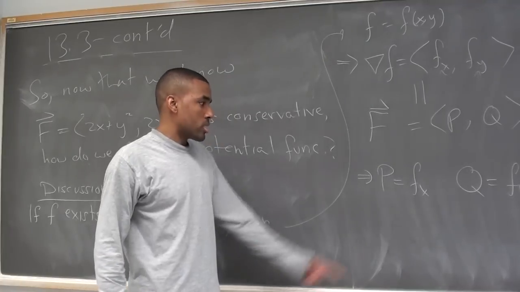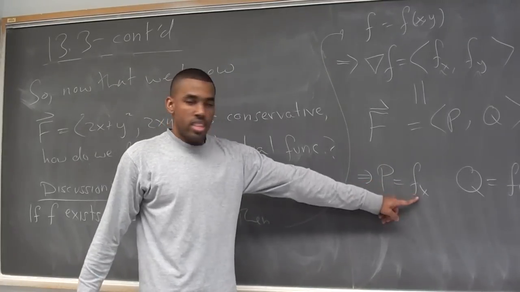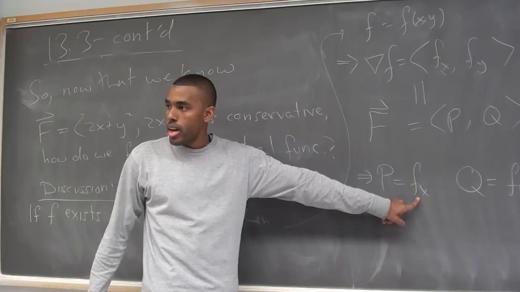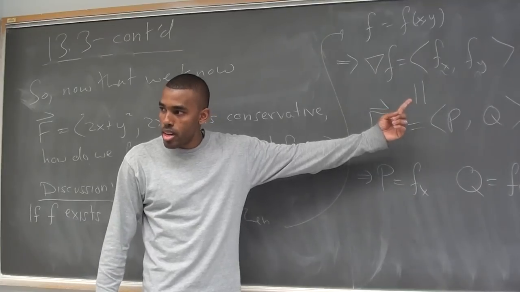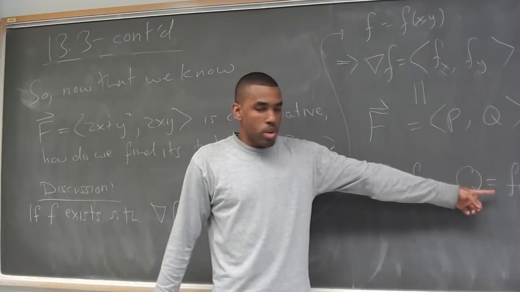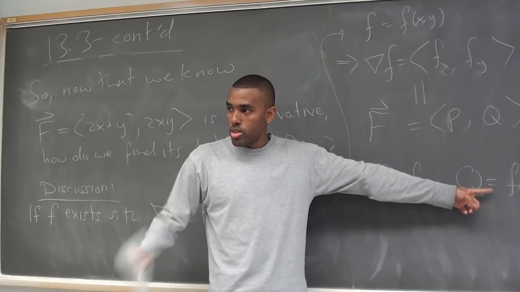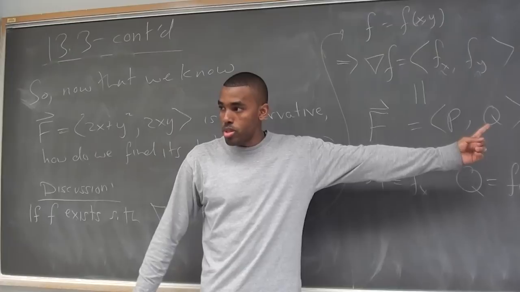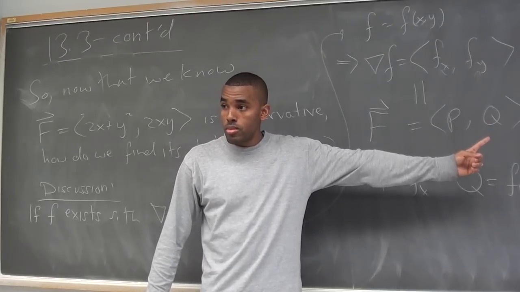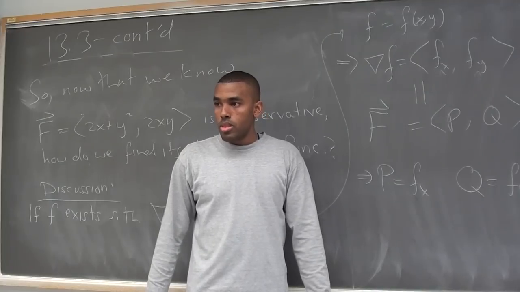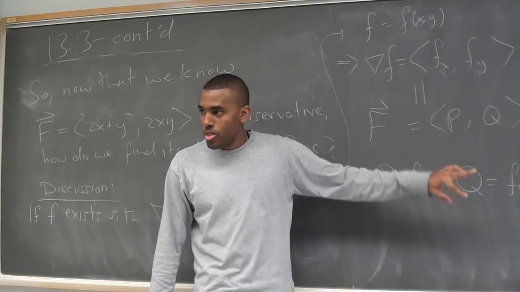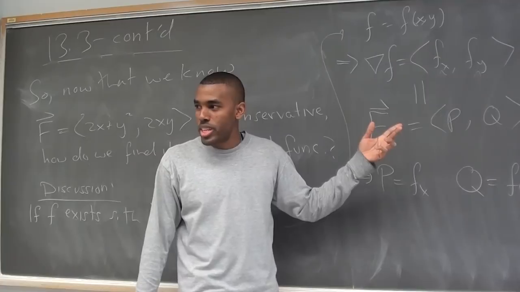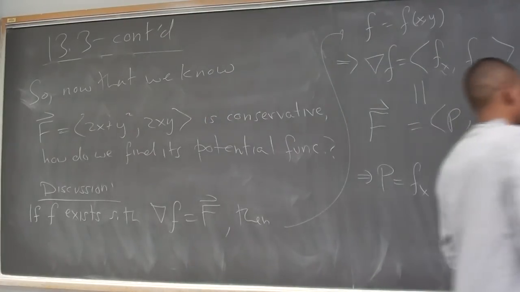In other words, if I know the P, I can think of that as the partial with respect to x. So if I want to get back to the original function, I just have to integrate with respect to x. The Q is the partial with respect to y. If I want to get back the original function, I just have to integrate with respect to y. And that's why when you take the partial derivative with respect to the other variable, they have to equal each other. You have to make sure that condition works so you know you can go back.